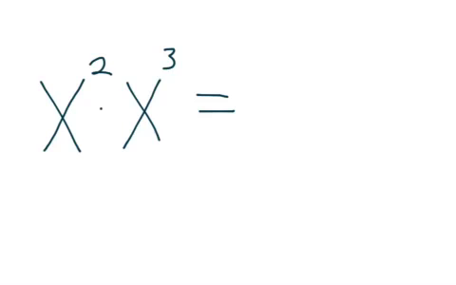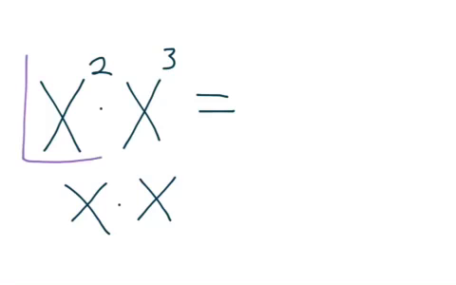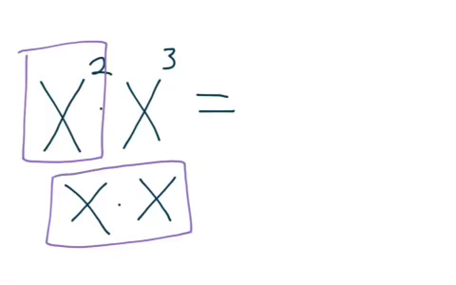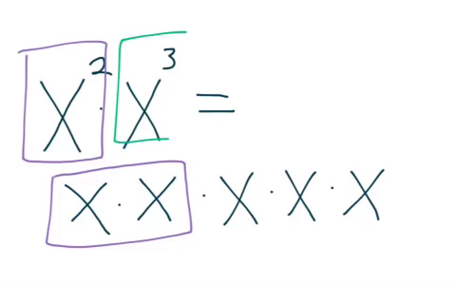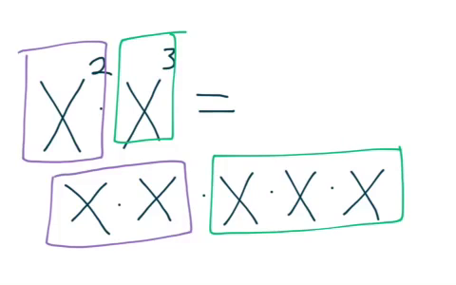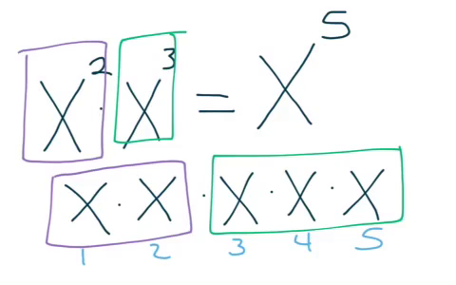Well, let's first write each of these as repeated multiplication. x squared is x times x, and then we're going to multiply that by x to the third. So times x times x times x. This is our x to the third. Now let's count them up. 1, 2, 3, 4, 5. So our base is x, and we've multiplied it by itself 5 times. So x squared times x to the third equals x to the 5th power.